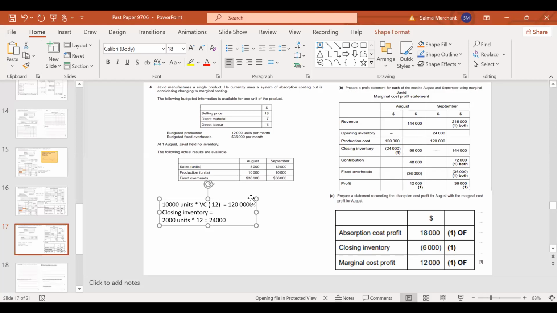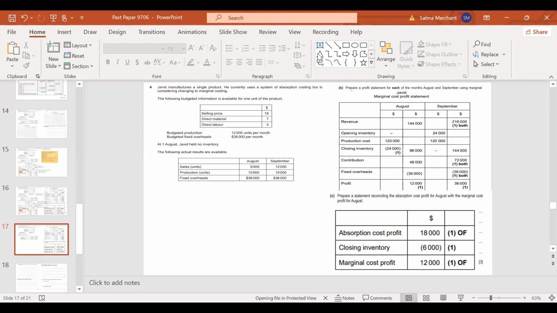There is an alternative way also to present the marginal costing statement. In marginal costing, you always use variable cost. You assume that the units produced is equal to the units sold. So you take revenue of how many units? 8,000 units. So it becomes 144,000.